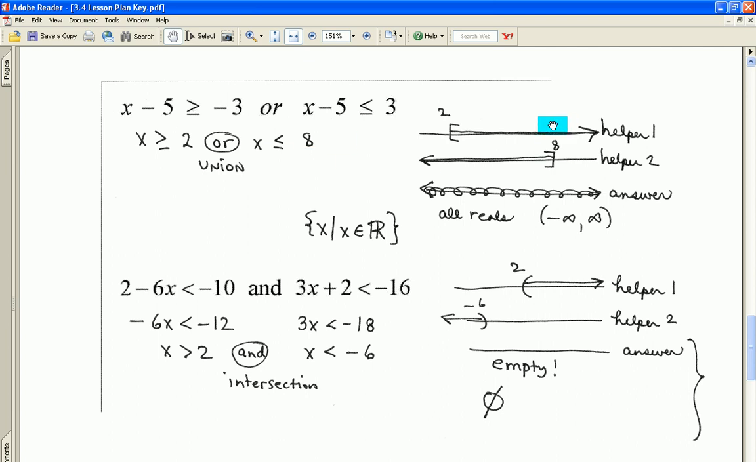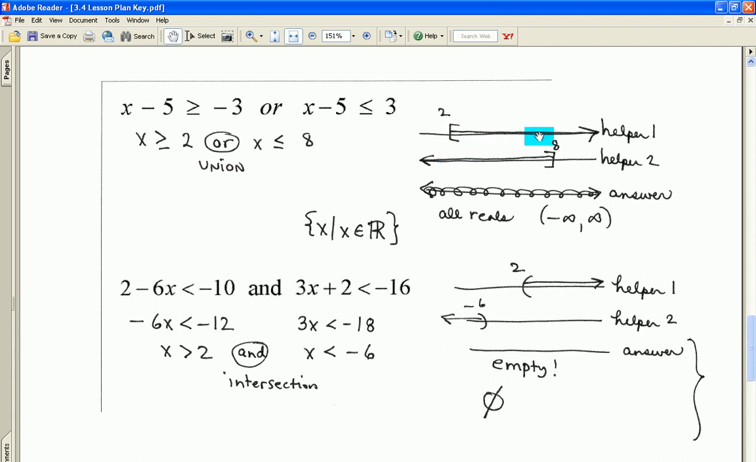Likewise on helper graph 1 rather. On helper graph 2, I have all numbers less than or equal to 8, so I have a bracket on the 8 and I shade forever to the left. Now the word in the middle is OR. What OR tells me to do is to union these two sets together.